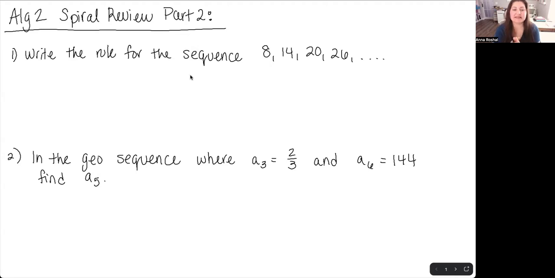My name is Anna Rochelle, and today we are doing part two of our spiral review for Algebra 2. This is, I believe, chapter 8. We are looking at series and sequences in this chapter.